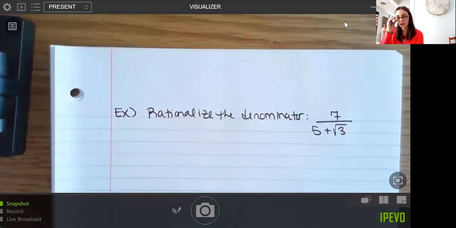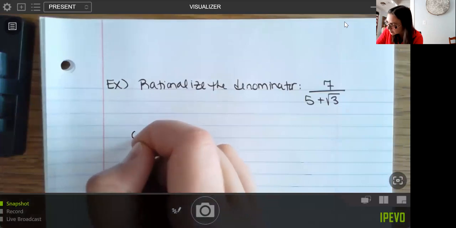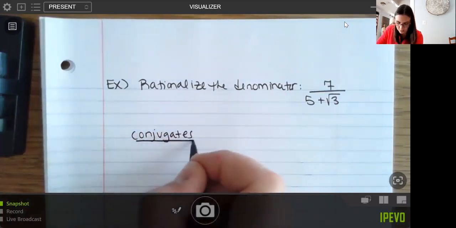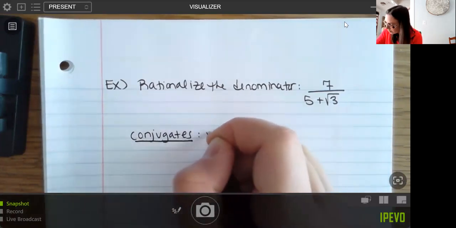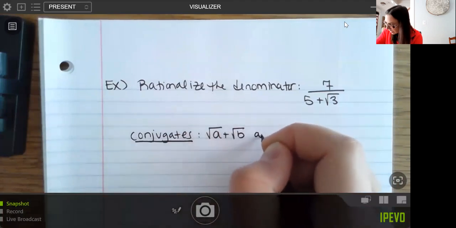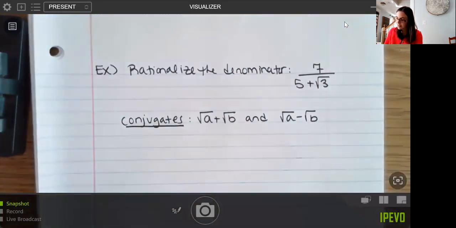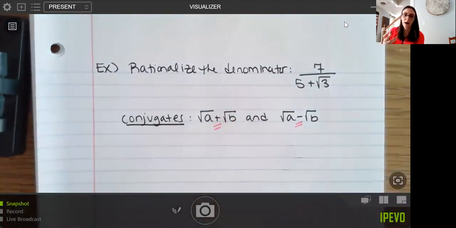Now, this one's a little trickier. It's not just one number in the denominator. And when this happens, we use something called conjugates. There are different kinds of conjugates in math, but conjugates for roots would be root A plus root B and root A minus root B. So you have this piece in the middle where it's the same exact thing, but your positive changes to negative or your negative changes to positive. So these are your conjugate roots.